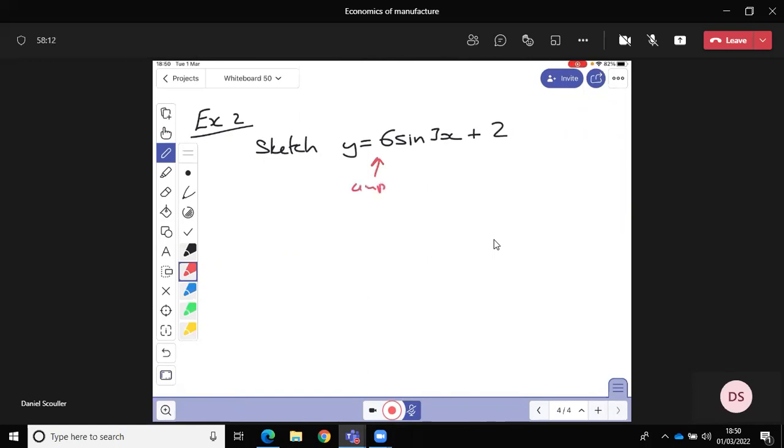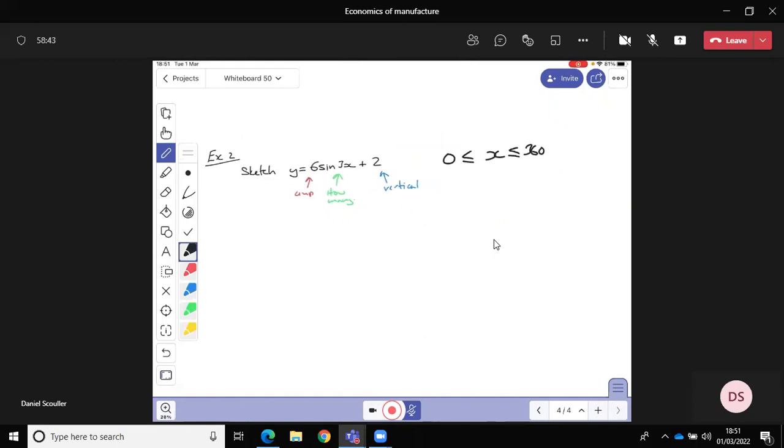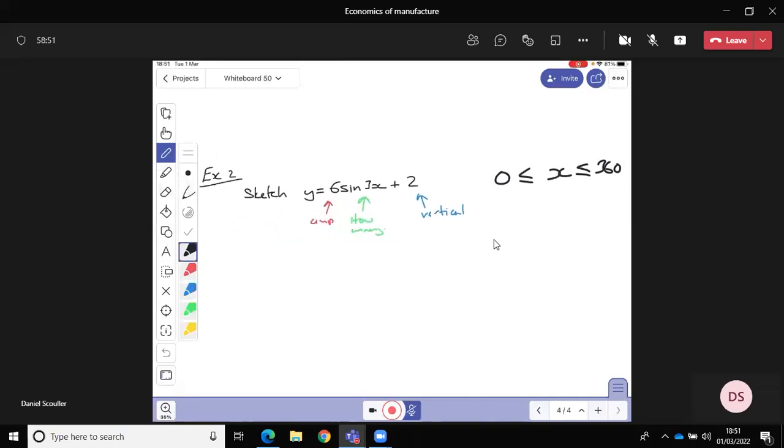So amplitude, vertical movement, and that's how many waves. Of course, the question will give you your limits as well. So 0 to x 360. That's just saying where you're starting and where you're finishing. That's all that wee bit says, so don't let it put you off or scare you.